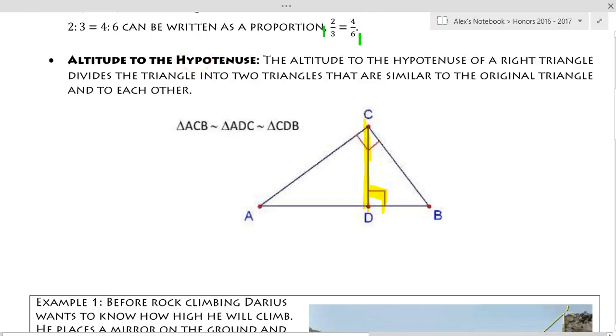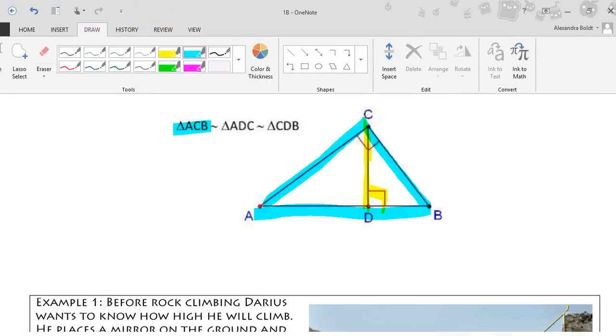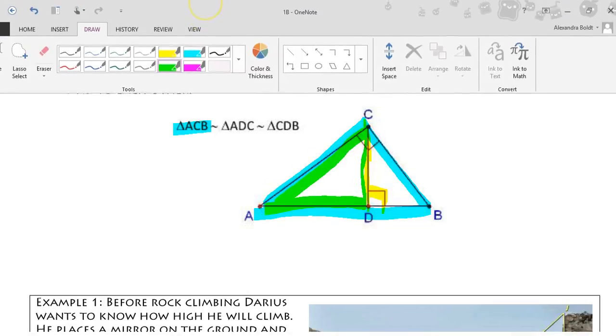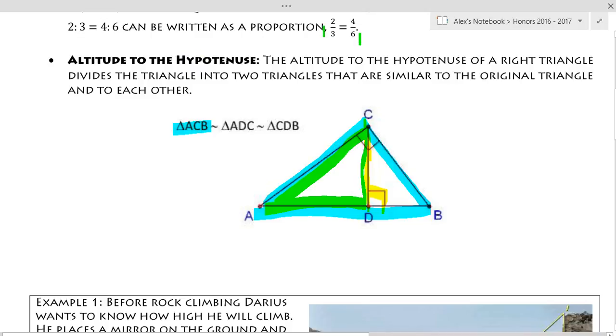So, this line is dividing this triangle into two more triangles. I have my original triangle ACB, that's my first one. This triangle is similar to one of my little triangles here, ABC, and it is also similar to this other little triangle, CDB, okay? All three of those triangles are similar because of this theorem. So if you split like that, you automatically know those triangles are similar.